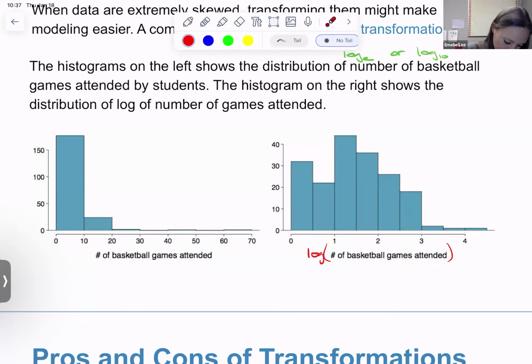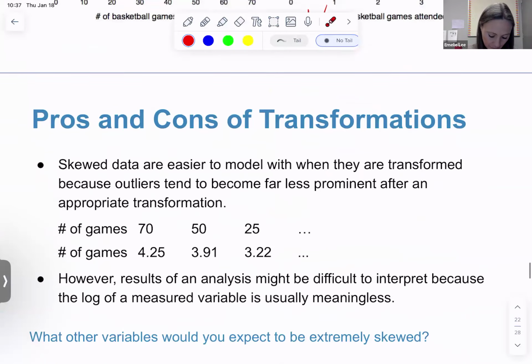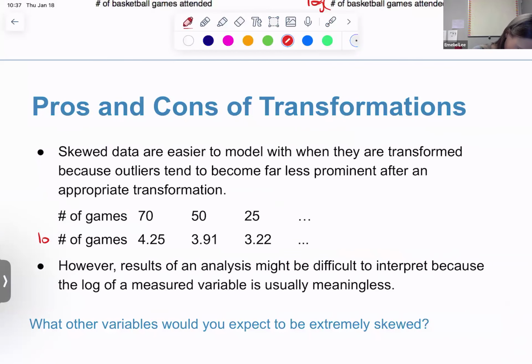And so here we've got this very, very skewed distribution. When we take the log of it, then we get this distribution that we can deal with and kind of visualize. Now, interpretation is going to be more difficult than just talking about the number of basketball games attended. Now we have to talk about the log of the number of basketball games attended, which you'd have to untransform later. And again, there's a typo here. The log of the number of games.